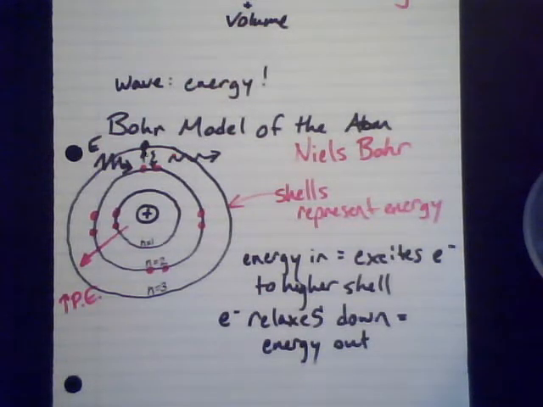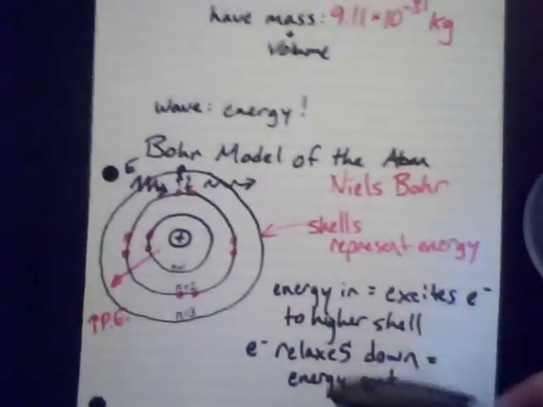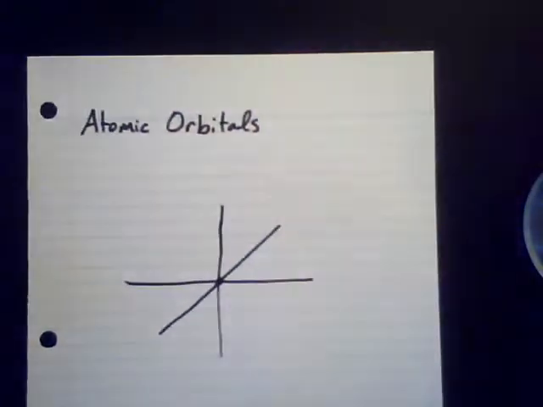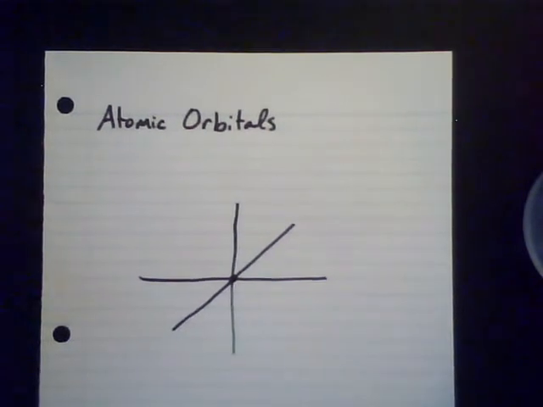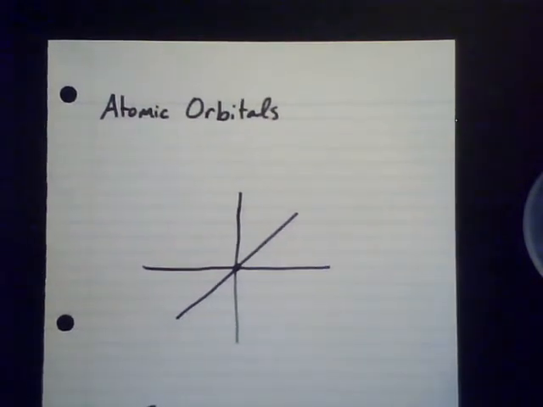Okay, so there's the Bohr model. Now from the Bohr model, we're going to talk a little bit about what are called atomic orbitals. And this gets to what I was just talking about with our electrons on an atom. Where are they? Atomic orbitals, I'll give you a definition for it in a second, but what I want to do now is talk conceptually about atomic orbitals.